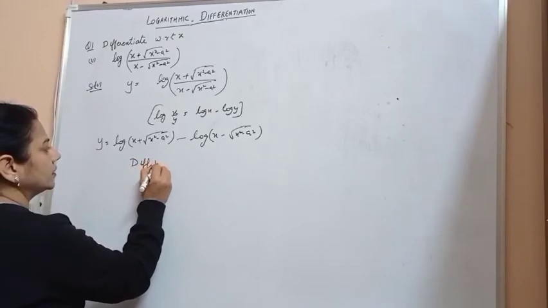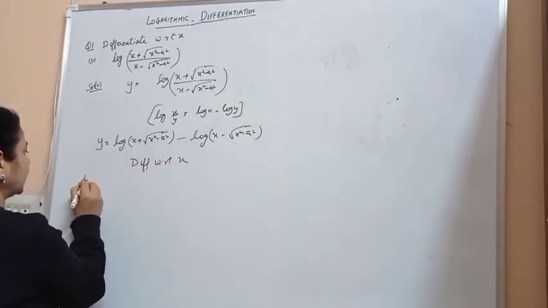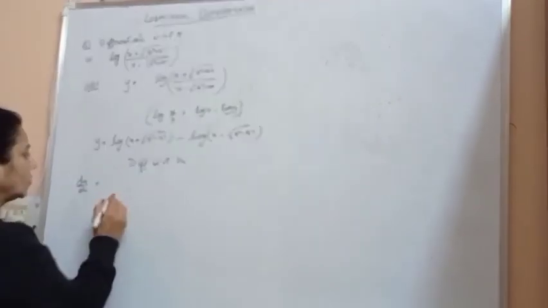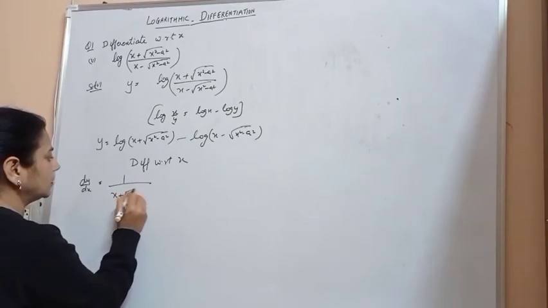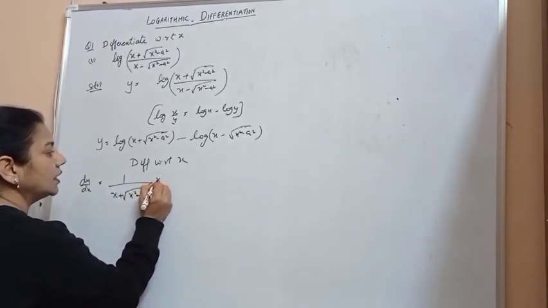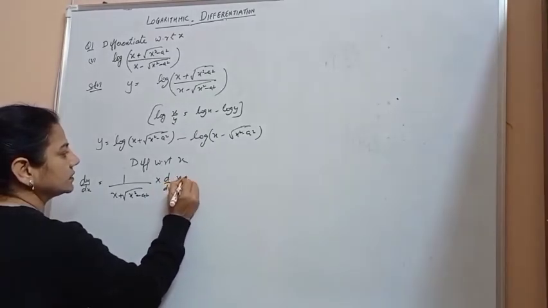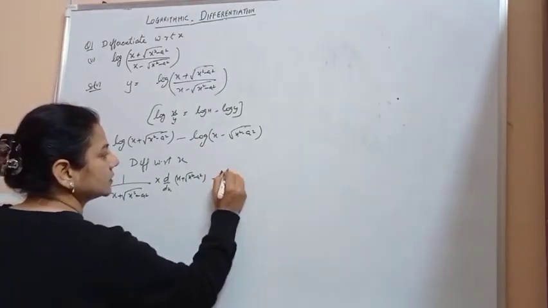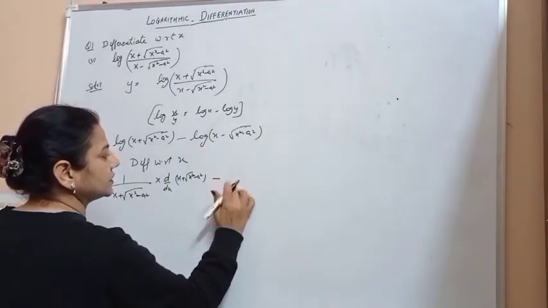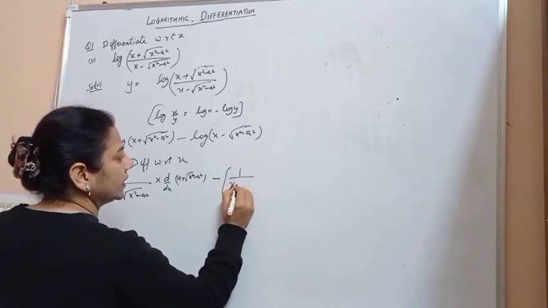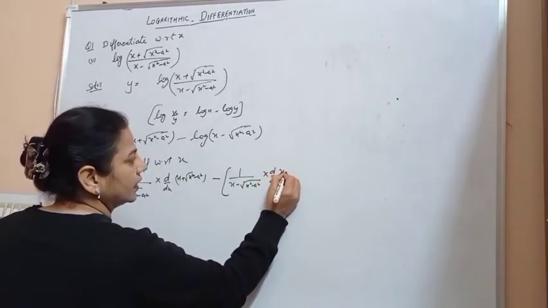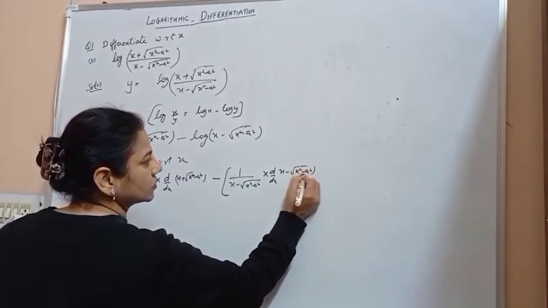Now differentiating both sides with respect to x. Left side I get dy by dx, and on the right side, the derivative of log of this function: derivative of log x is 1 upon x plus under root x square minus a square into the derivative of x plus under root x square minus a square, minus, again the derivative of this function is given as 1 upon x minus under root x square minus a square into the derivative of x minus under root x square minus a square.